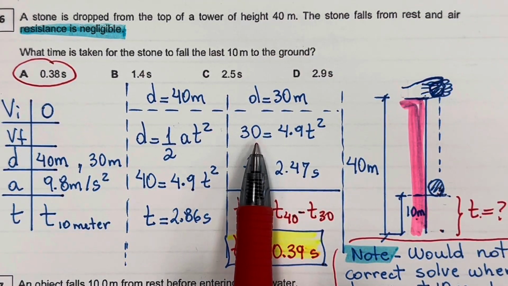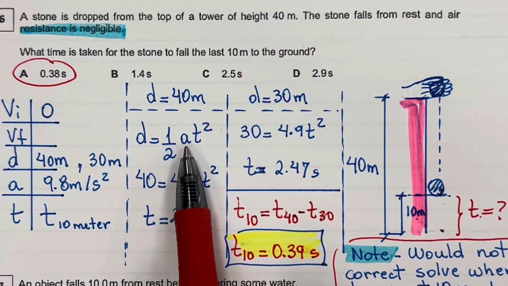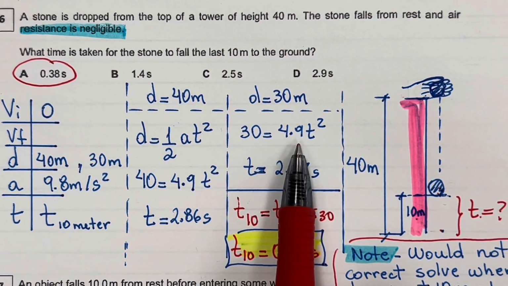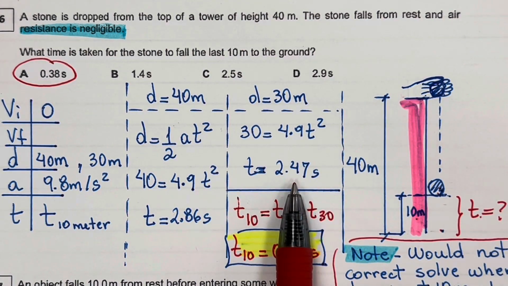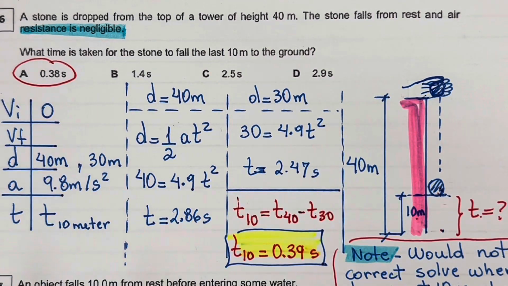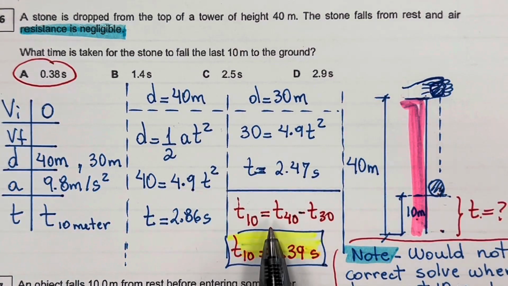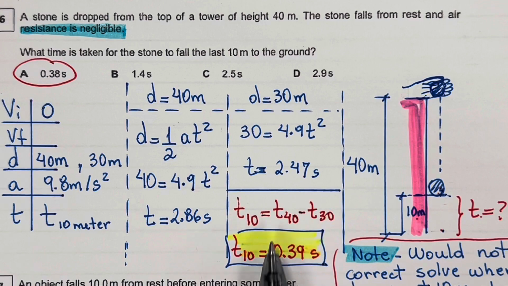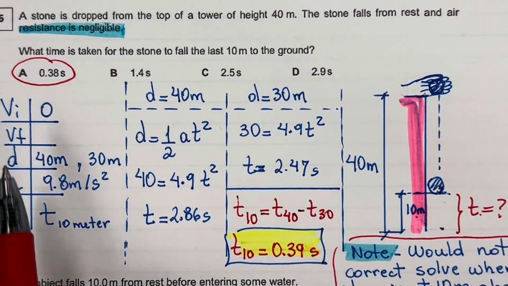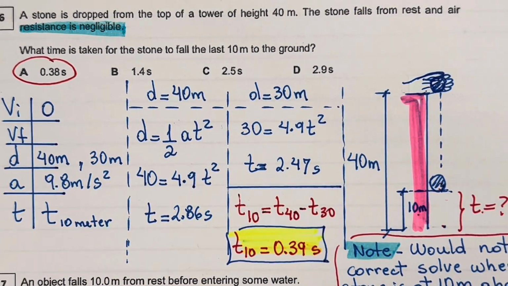Now my distance is 30. Half of acceleration is always going to be 4.9 t squared. Now this time is 2.47. Now what I'm going to do is subtract both times. So when I subtract both times, I get 0.39, approximately 0.38, which is one of the options right here.